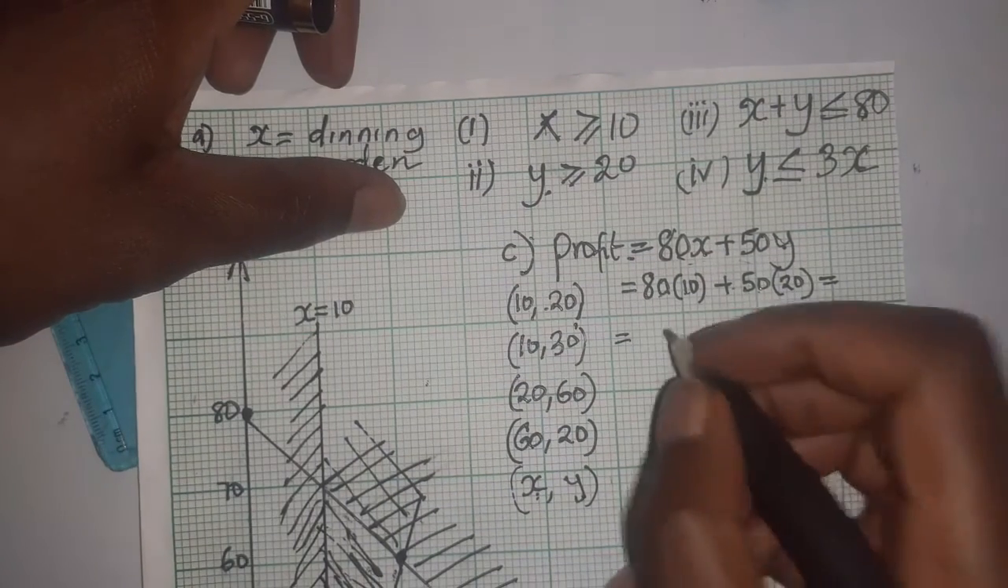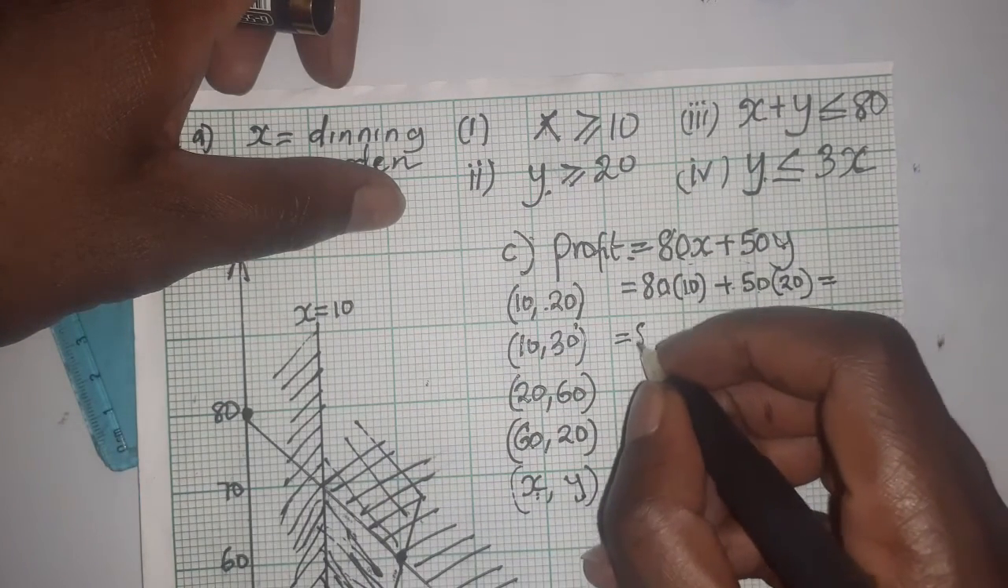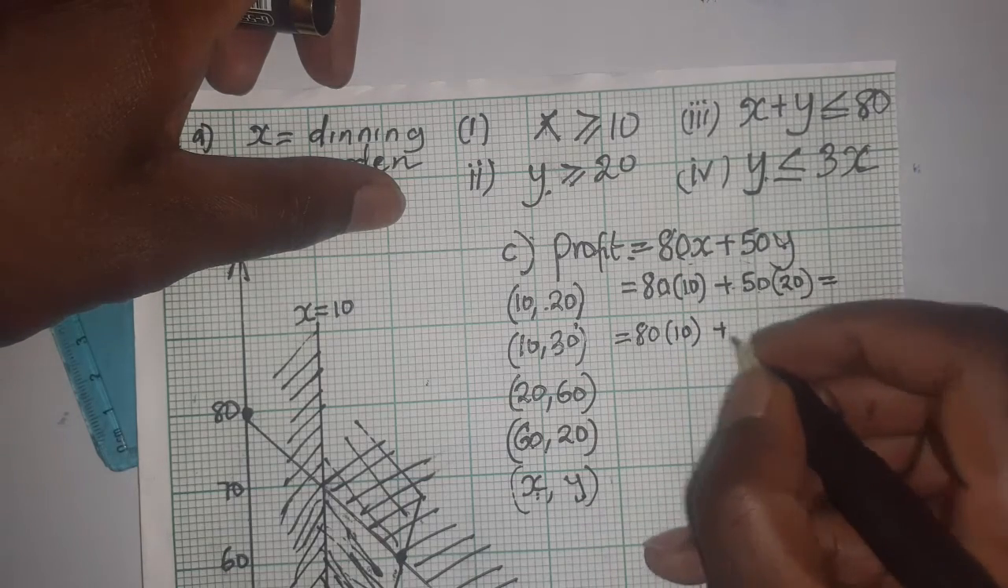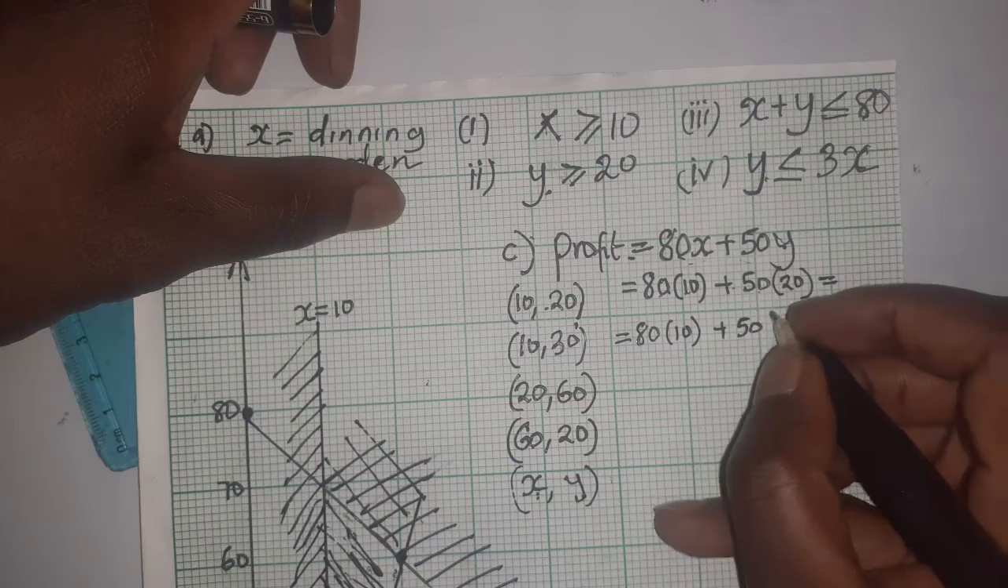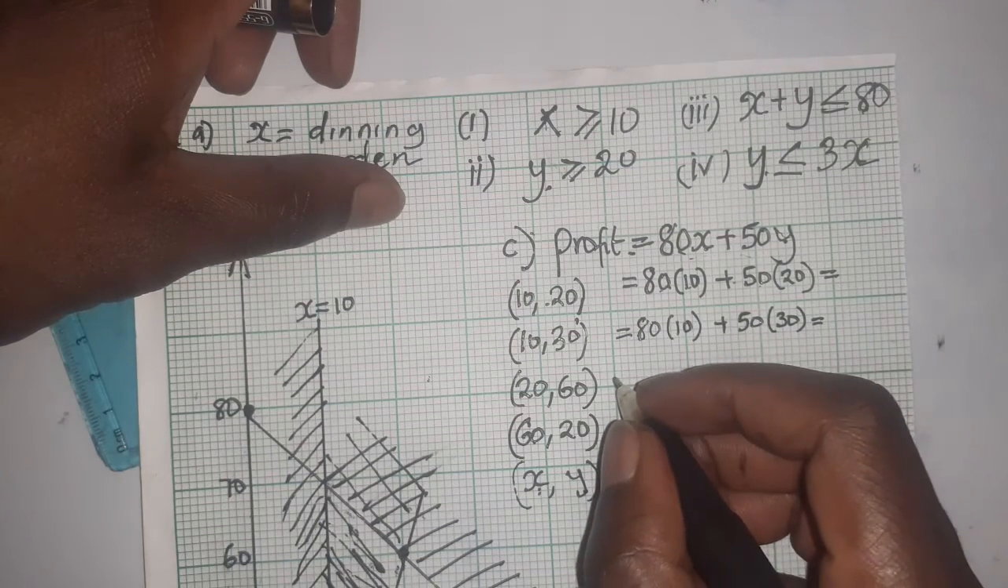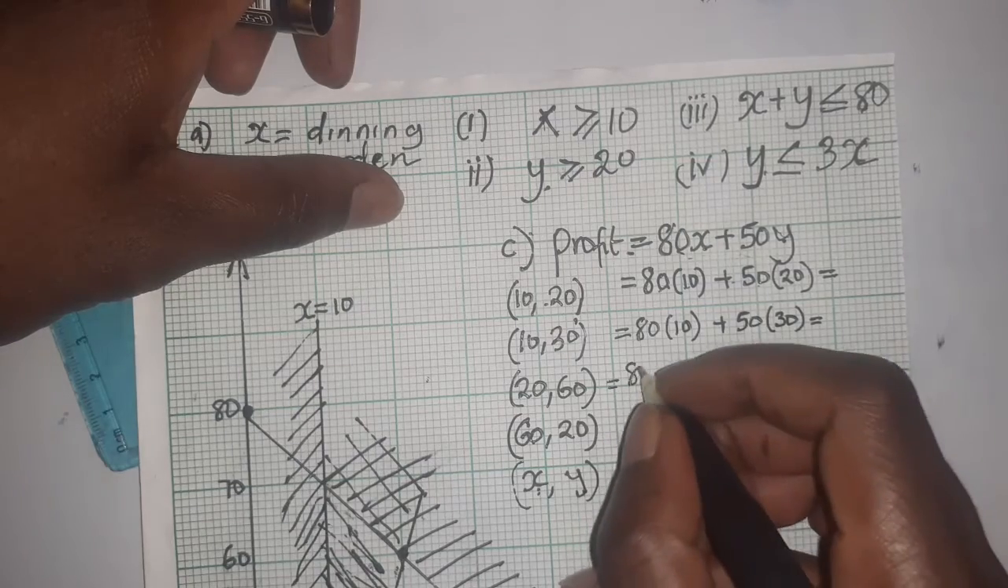Even here we say 80 multiplied by 10 plus 50 multiplied by 30. See what we're going to get. Even here we do the same thing, 80.